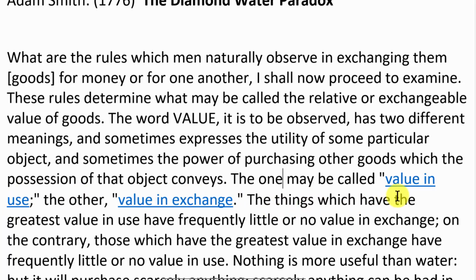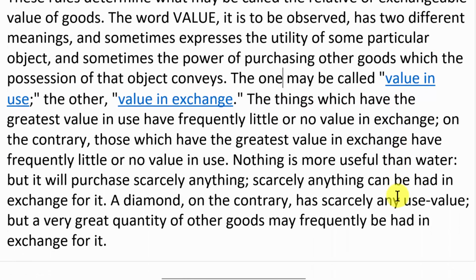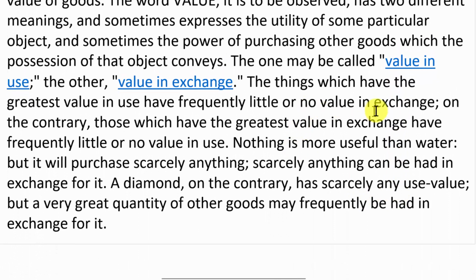"The things which have the greatest value in use frequently have little or no value in exchange. On the contrary, those which have the greatest value in exchange frequently have little or no use value. Nothing is more useful than water, but it will purchase scarcely anything. Scarcely anything can be had in exchange for it. A diamond, on the contrary, has scarcely any use value, but a great quantity of other goods may frequently be had in exchange for it."